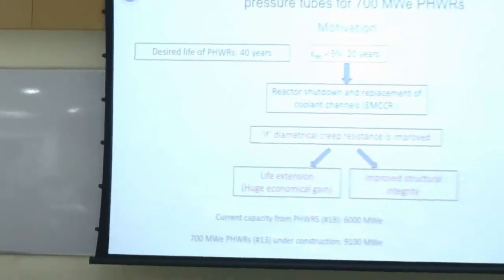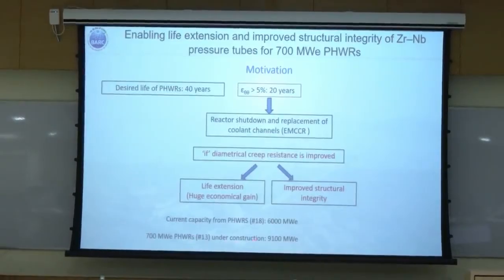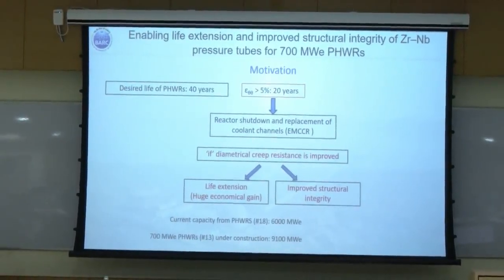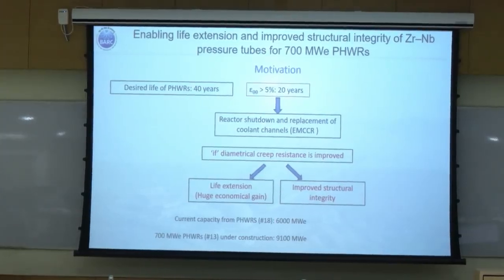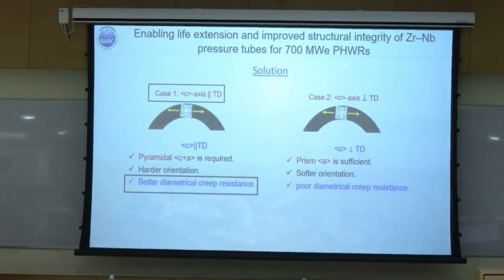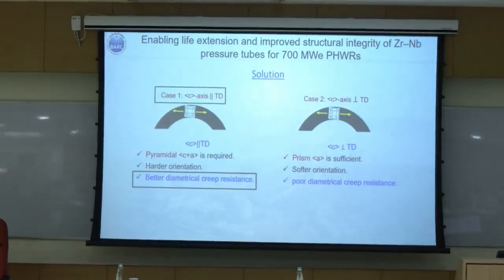So if this diametrical creep resistance is improved, we could extend the life, and on top of that, we have improved structural integrity. There are about 13 such reactors being constructed. So if we have such a property, we could have better structural integrity, and therefore better safety. So the premise is: how do we improve the diametrical creep resistance?